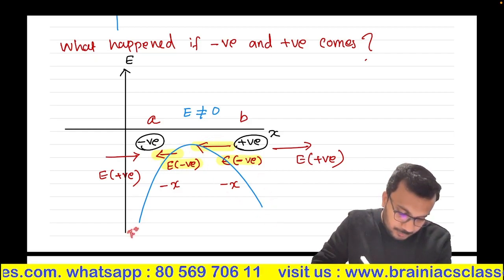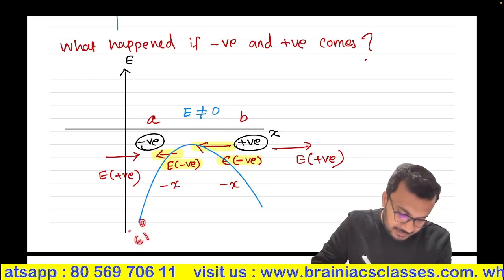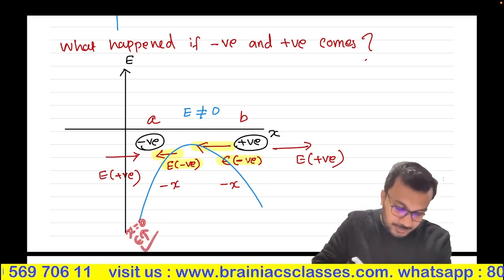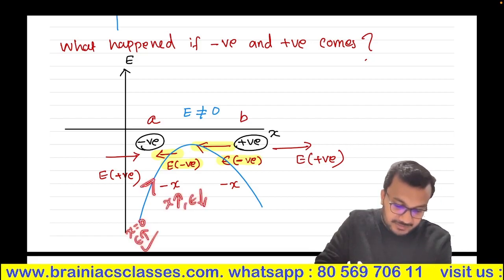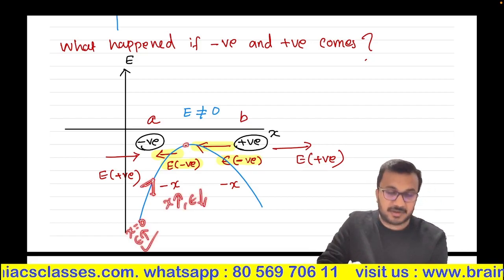Here the distance is almost equal to 0, so x is almost equal to 0. Electric field is very high. When x increases, electric field reduces like this. This is what happens. So minimum electric field.